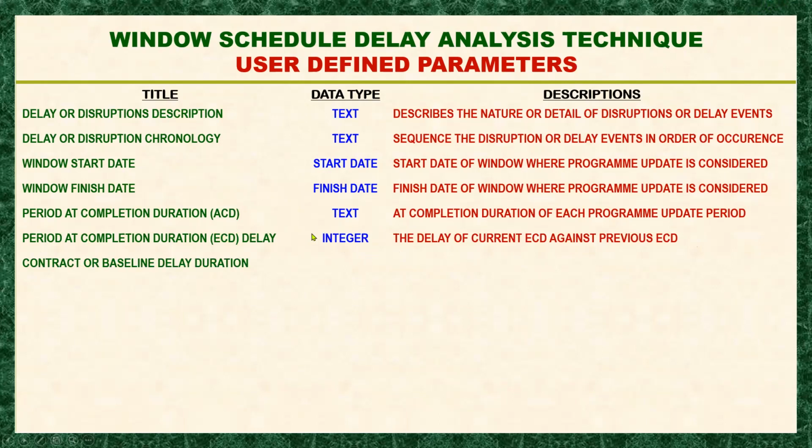That is why I put integer here, because we want the summary by total of the delays of the window. Actually, we can call this the window at period. This is the difference of the previous and the current period. So contract or baseline delay duration. Here I also put a text because we don't need the summary.